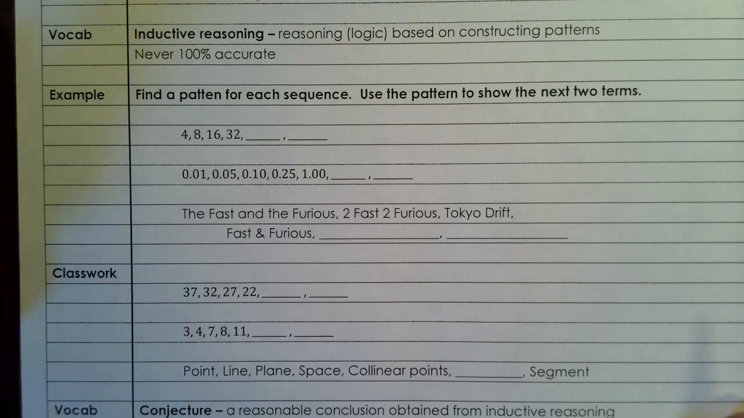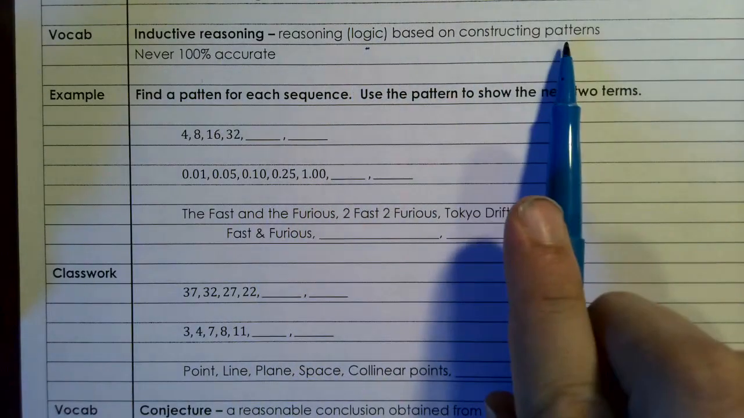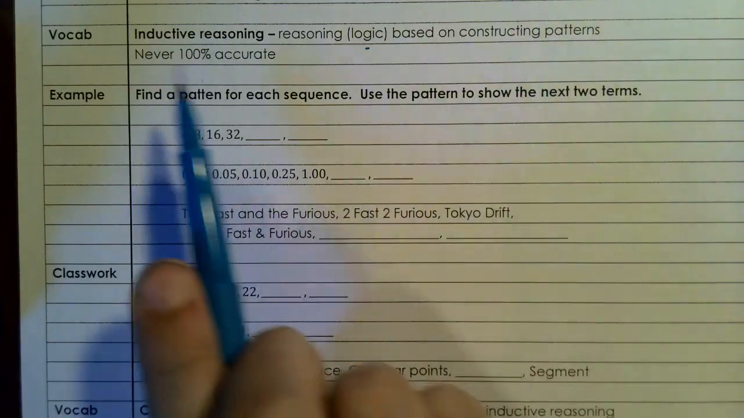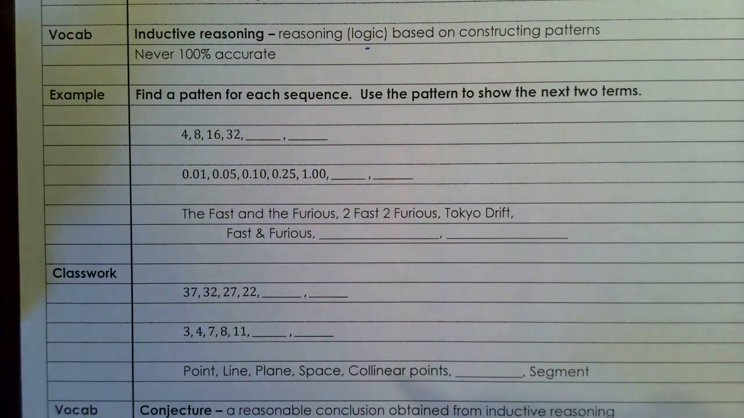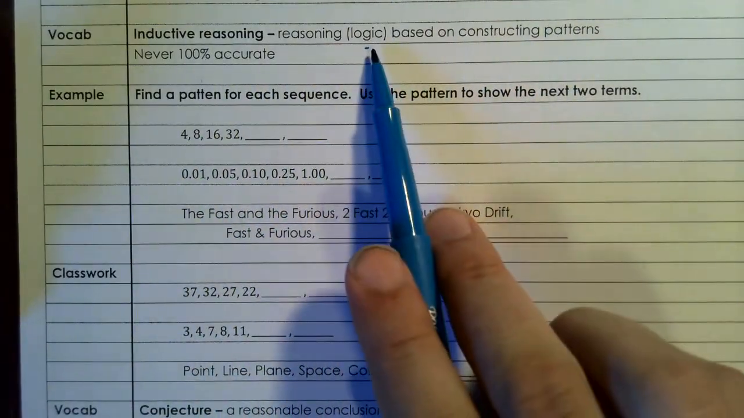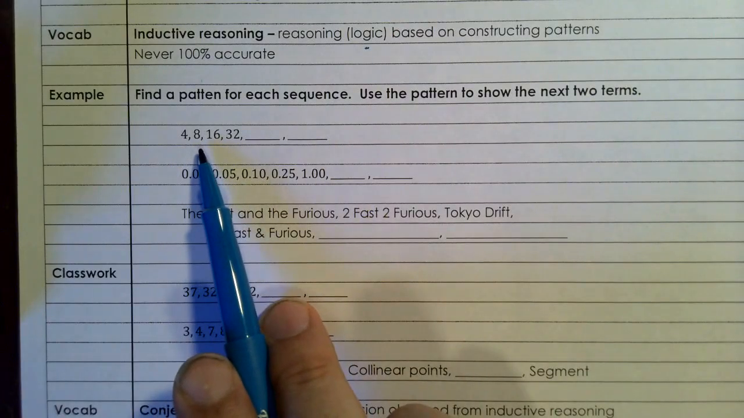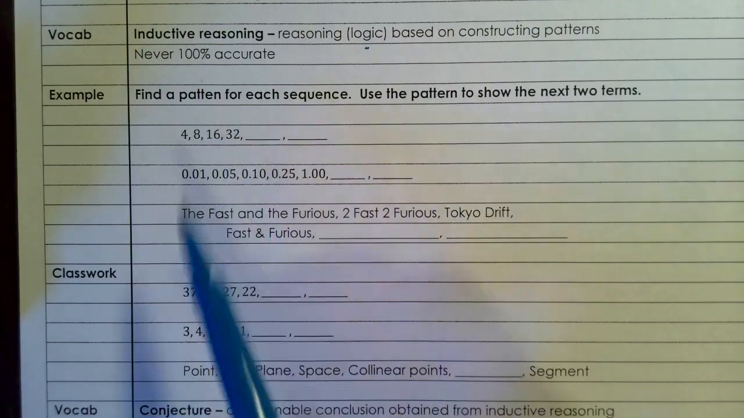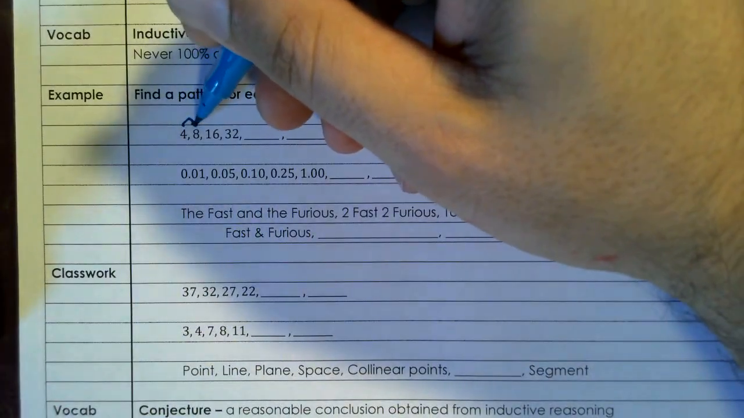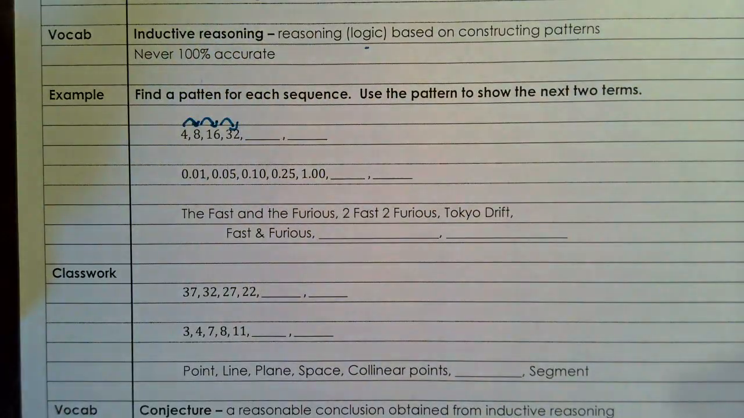Hi, in this video, we're going to be talking about inductive reasoning. Inductive reasoning means we're going to use logic to look for patterns in what's going on. This is not super accurate, but it's just trying to get an idea, based on what's happened before, of what would happen next. So for example, here, I've got 4, then 8, then 16, and 32, and I'm looking for some kind of a pattern of how we're moving from one spot to the next.